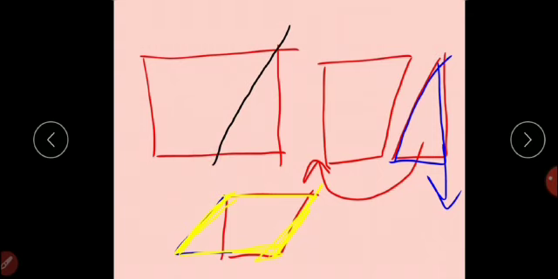So for those who are watching my video, you can just do this. Take a paper, draw a rectangle, cut the rectangle from the corner such that you have a right angle triangle with you, and stick it in front of this incomplete shape, and you will end up with a parallelogram shape. So this is how we got a parallelogram shape.